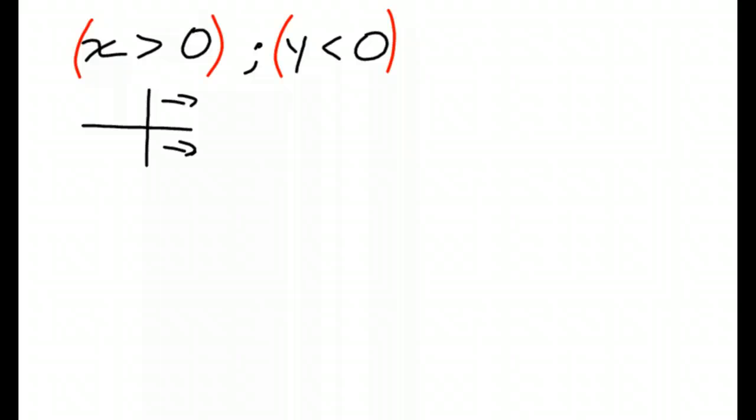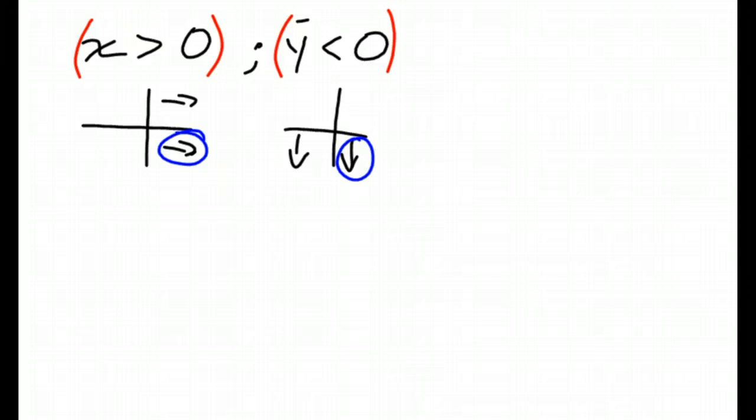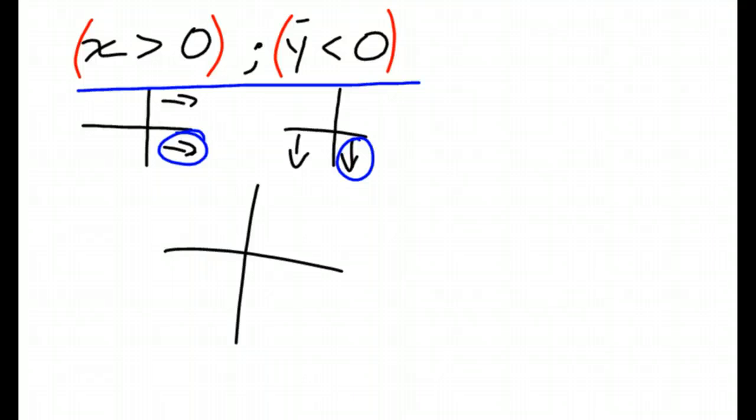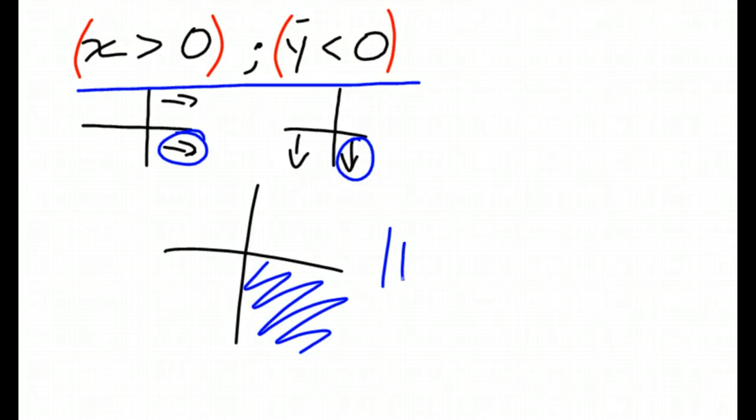If I just look at y is less than 0, that means the y would be negative. So y is negative below the x-axis. Well, they're both true in the fourth quadrant. So when I have both of these things together, they are going to end up in the fourth quadrant. So just break it down and use your intuition on this.